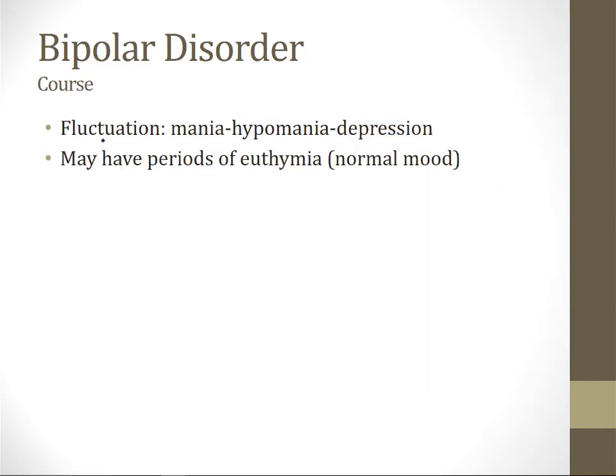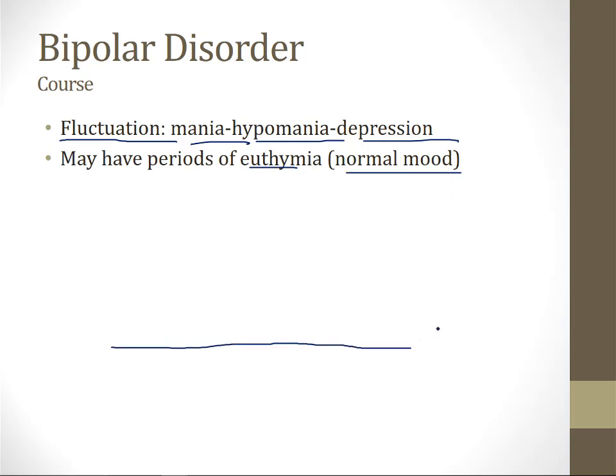The typical course for a patient with bipolar disorder is mood fluctuation. These patients will go back and forth over months or years through episodes of mania and possibly hypomania and depression. In between episodes, they may have periods where they have what's known as euthymia, which means a normal mood. So for example, if we draw a line and say that this line represents euthymia and anything above the line represents mania and anything below the line represents depression, then a person with bipolar disorder may go through a course like this over a few months or years.